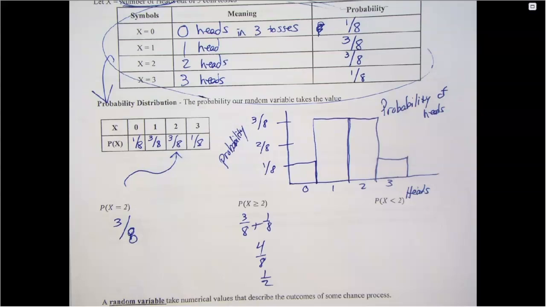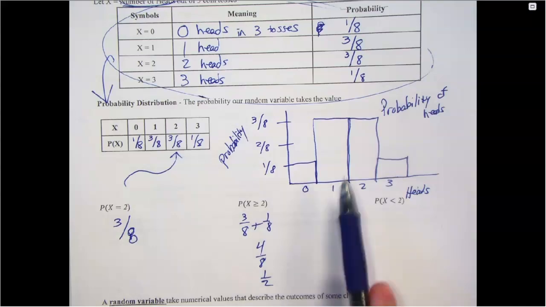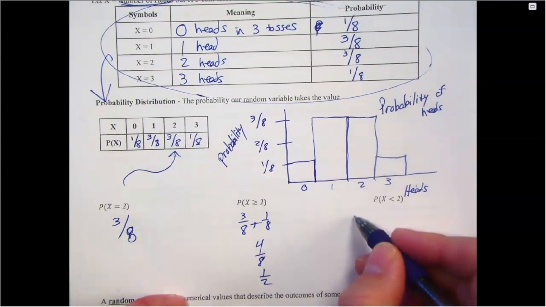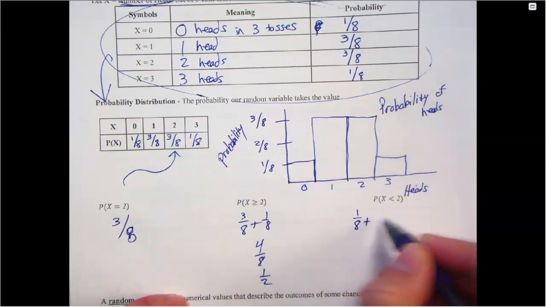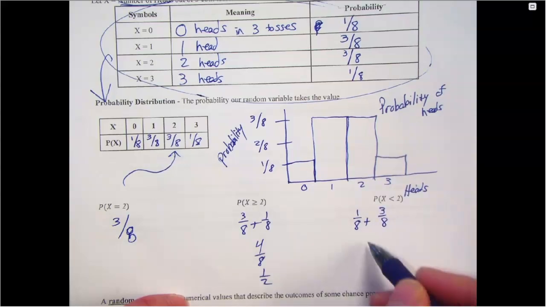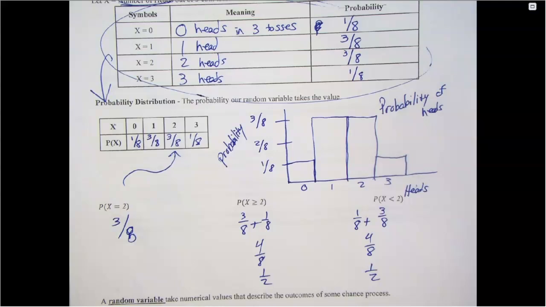Well, then X is less than 2, would you include 2? This is the part where you tell me you would not include 2. So you just do 1, 0. Again, 1/8 plus 4/8, or if you're really fancy. Any question on that page? I think it's pretty straightforward.